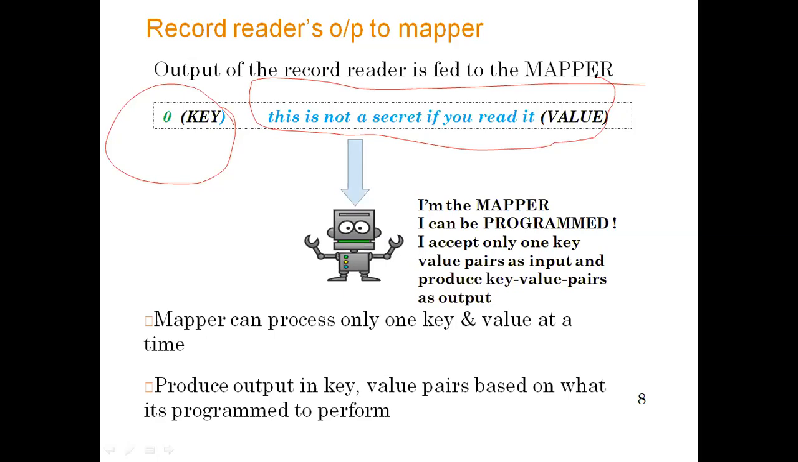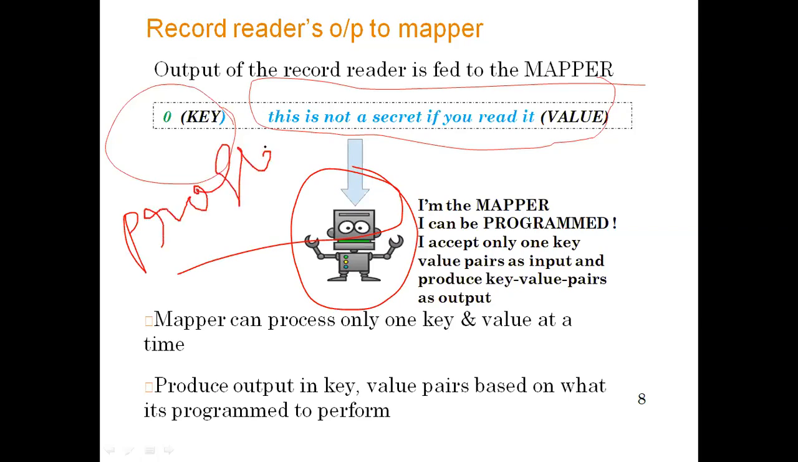Now the output produced by the record reader goes to the next substage, the second substage of the map stage, which is known as the mapper. This mapper is not pre-programmed. It does not have default behavior. We can program the mapper.